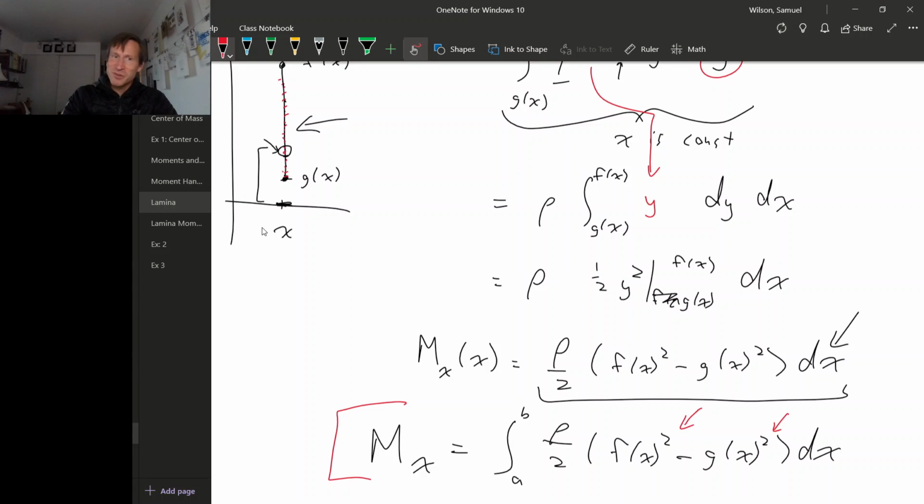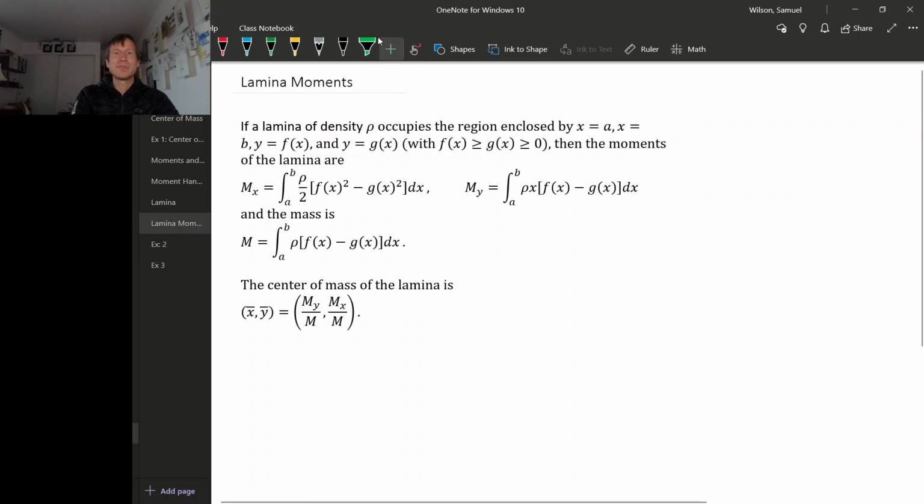Okay, so summarizing what we have so far, if we have one of these shapes, a lamina with laminar density rho, and it occupies from x equals a to x equals b, and is bounded on top by f of x and on bottom by g of x, then our moments are the formulas we got. So the moment about the x-axis is the integral from a to b of rho over 2 times f of x squared minus g of x squared dx. And the moment about the y-axis is the integral from a to b of rho times x times f of x minus g of x dx.